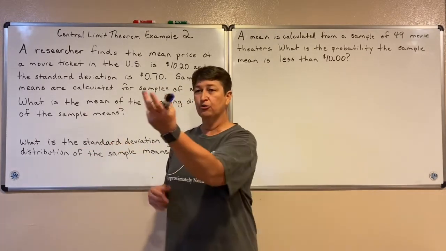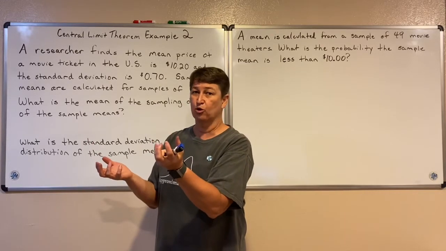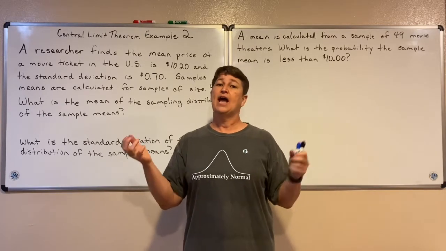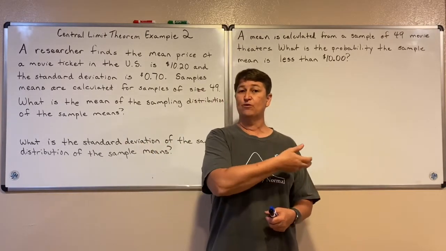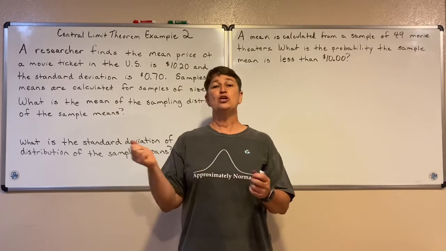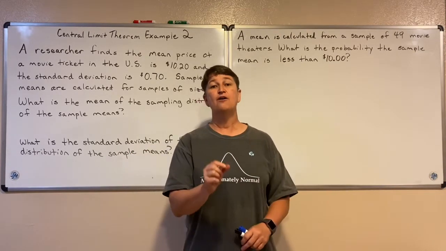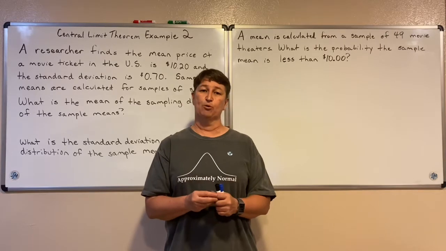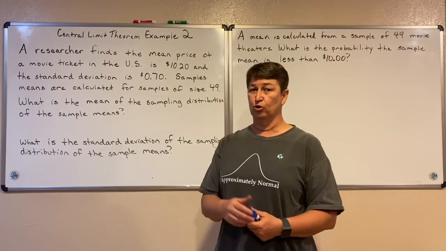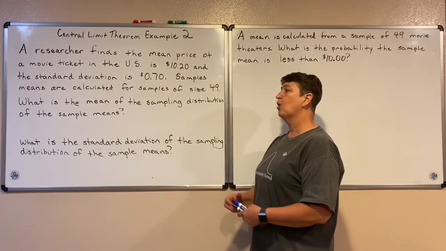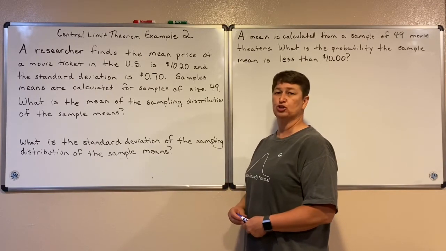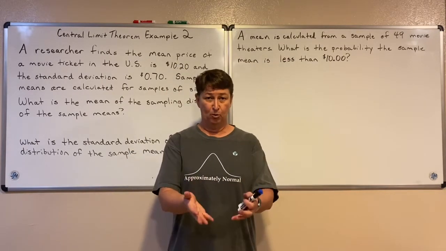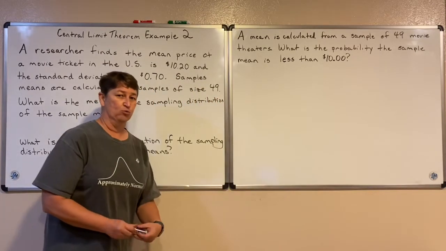And so we do that here. We found a mean. We find another sample of 49 movie theaters, find the mean of those tickets, and do that over and over again. Each one of those new sample means we use to create a new distribution of sample means. So we have a new collection of data that is just the sample means, and that distribution is what we're looking at. We want to know what is the mean of that sampling distribution of sample means. What's the average of it?